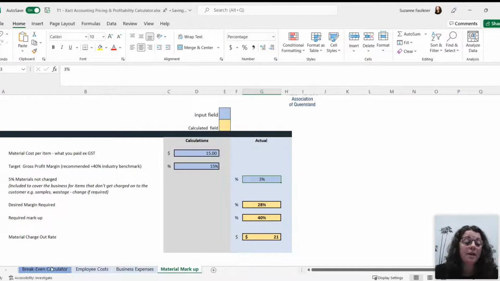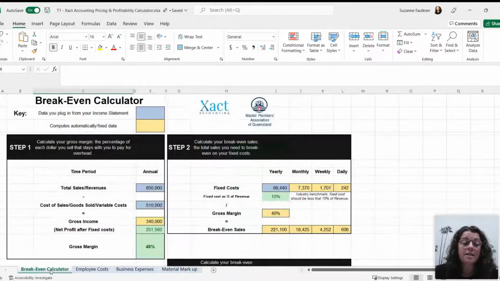Now, the final piece that we've got in the calculator is a break-even calculator. And this is quite helpful in terms of knowing what you need to be doing in terms of number of jobs per day to be able to cover all the costs of your business.